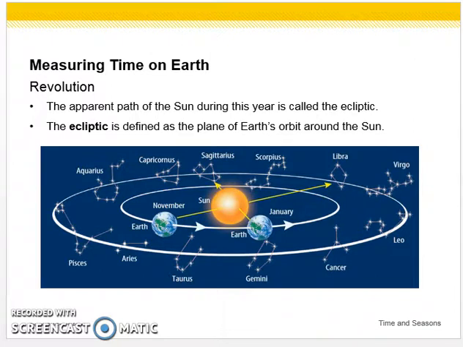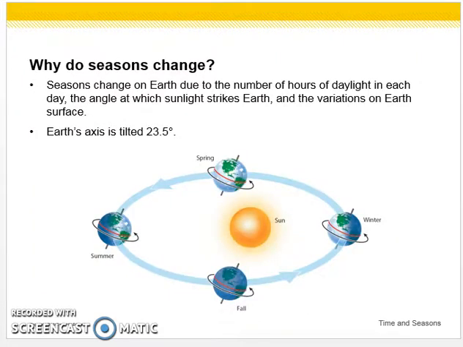The apparent path of the sun during this year is called the ecliptic. The ecliptic is defined as the plane of Earth's orbit around the sun. Seasons change on Earth due to the number of hours of daylight in each day, the angle at which sunlight strikes Earth, and the variations on Earth's surface. Earth's axis is tilted 23.5 degrees.